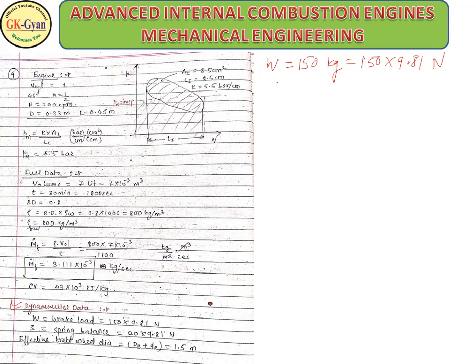Then spring balance load is given as capital S. It is given as 20 kg. So 20 into 9.81 is Newton. Then effective brake diameter, dB plus dr, is given as 1.5 meter. So this is the data we find out here.